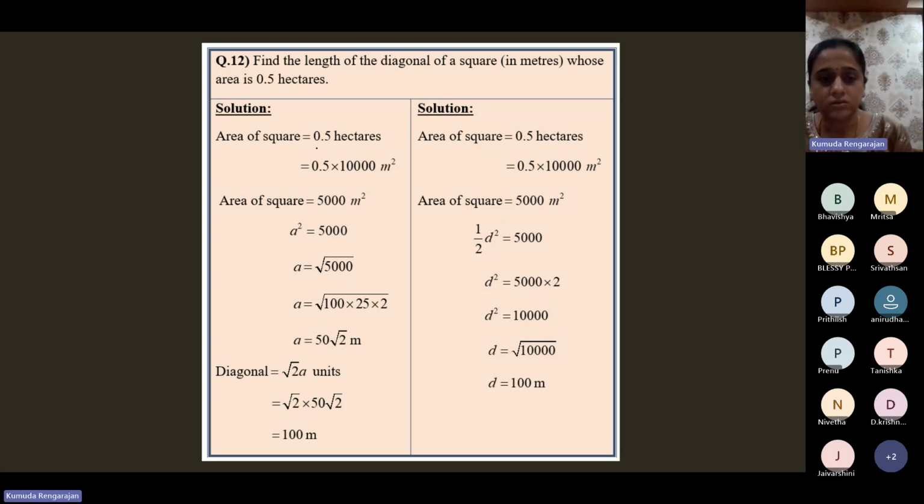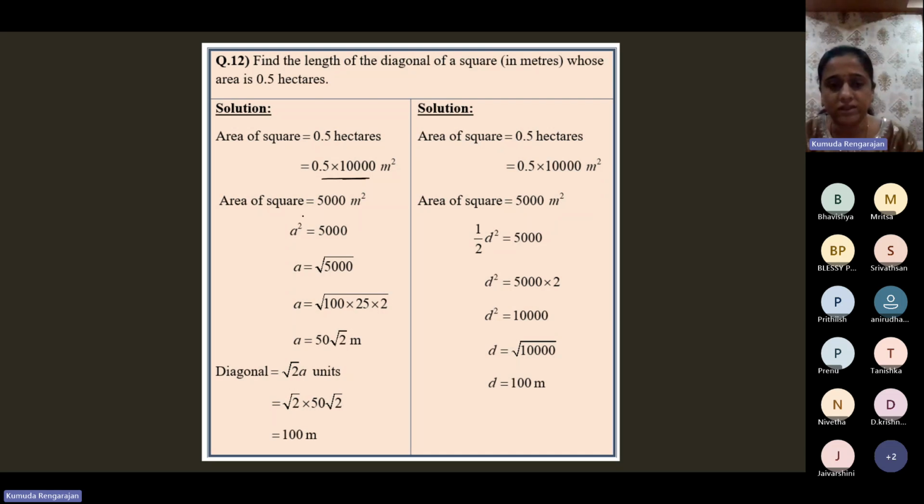Okay. So area is given, 0.5 hectares. Multiply by 10,000 to convert area to meter square, because 1 hectare is equal to 10,000 meters square. So multiplying 0.5 by 10,000, that's equal to 5,000 meters square. So area of square is 5,000 meters square.